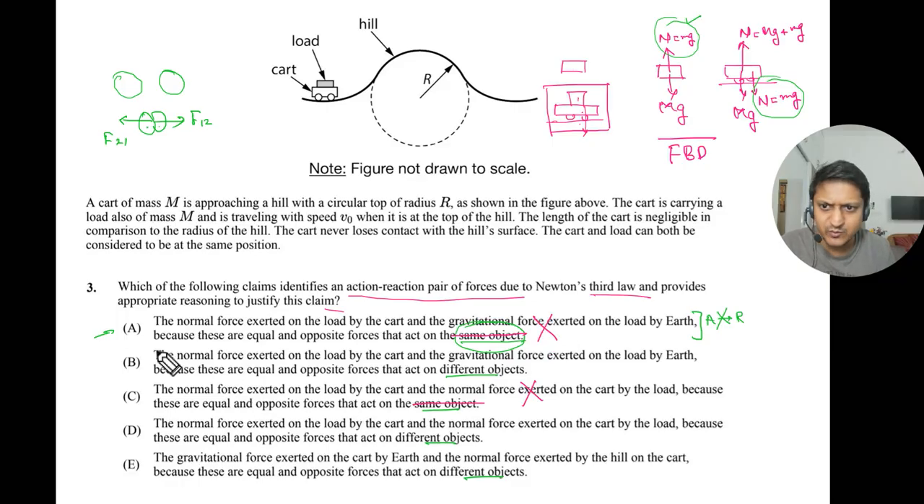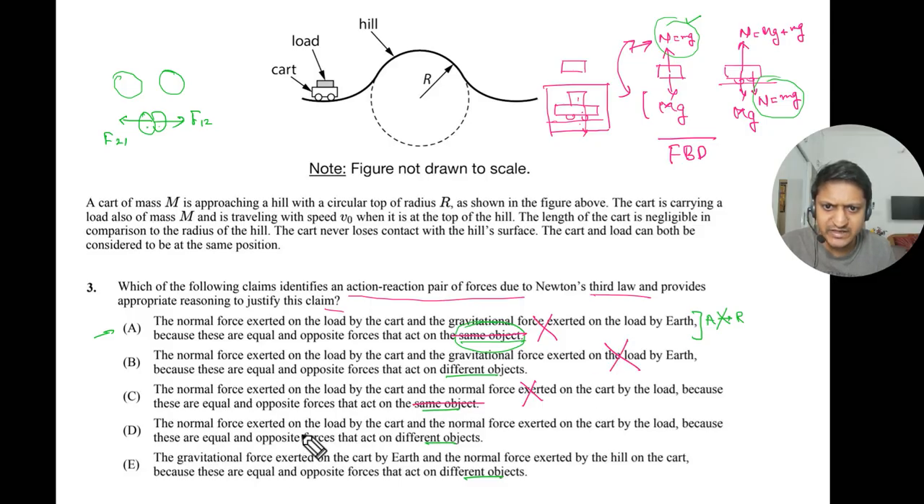So let's see what's there in B, because it's a different object. The normal force exerted on the load by the cart. So this is this N he's talking about, and the gravitational force. So he is talking about the N and the mg. So it is also a wrong option.